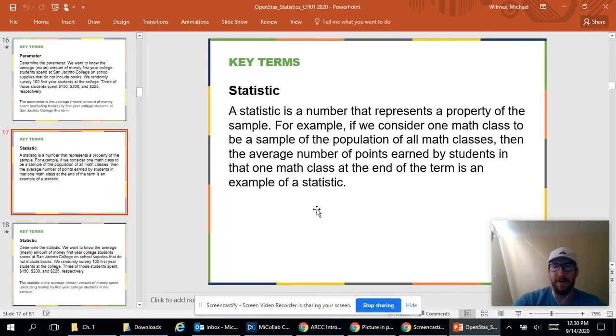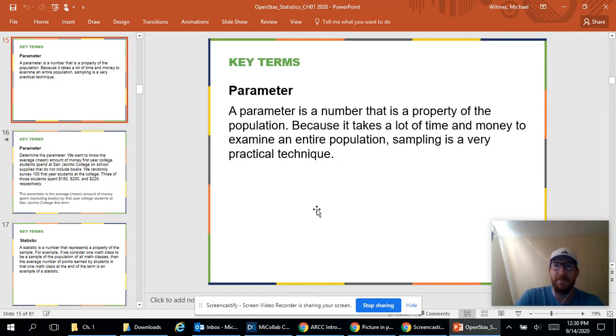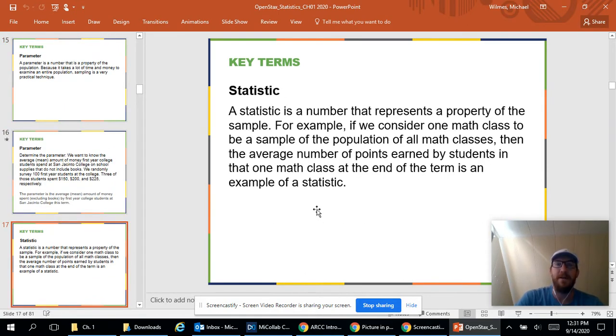And statistic is very similar to parameter, but it's just slightly different. So statistic is a number that represents a property of the sample. So here it's different than the parameter. Parameter was a property of the population. This is a property of the sample.